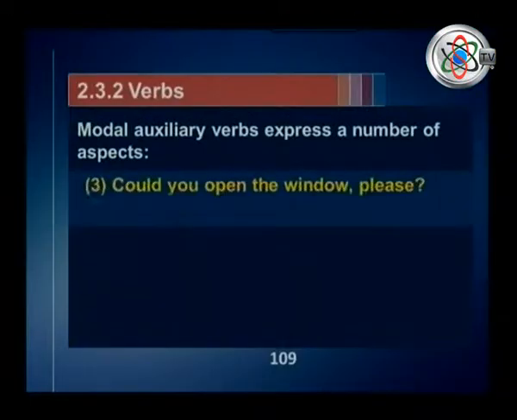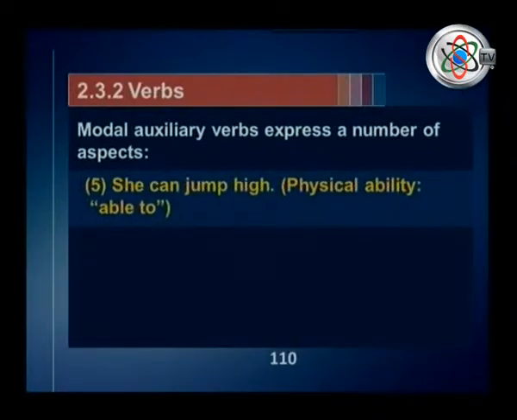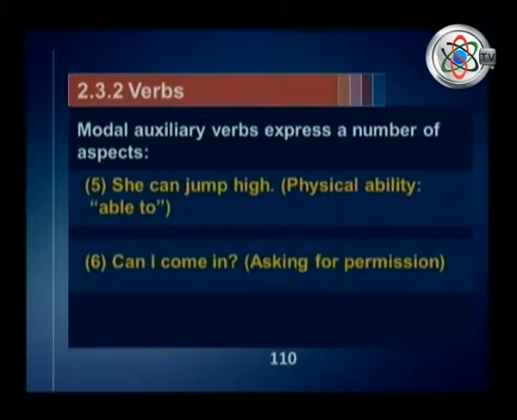You offer to help. For example, can you do that for me? That's a request, sorry. Could you open the window, please? That's a request. She can play chess. Ability: she knows how to play chess. And she can jump high. Physical ability, able to. Can I come in?